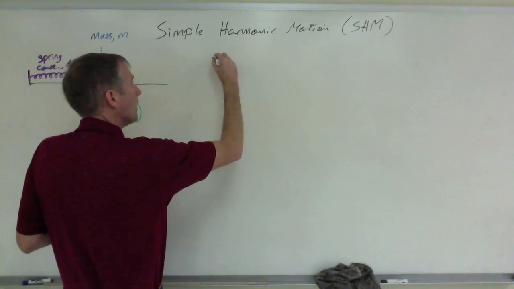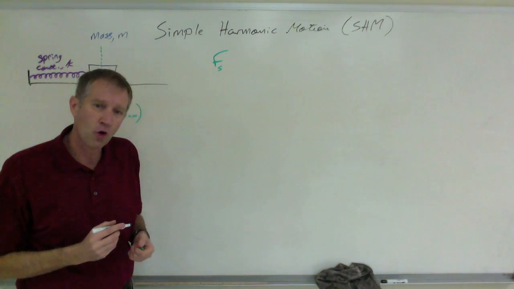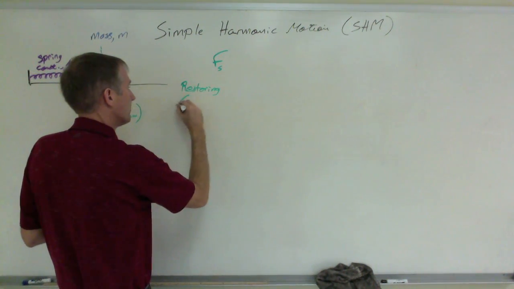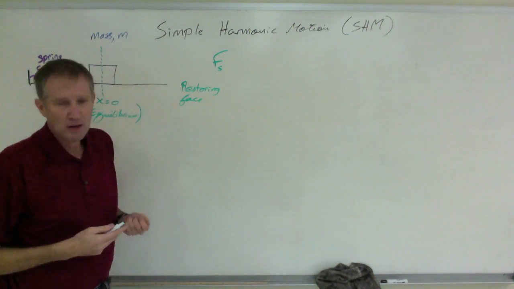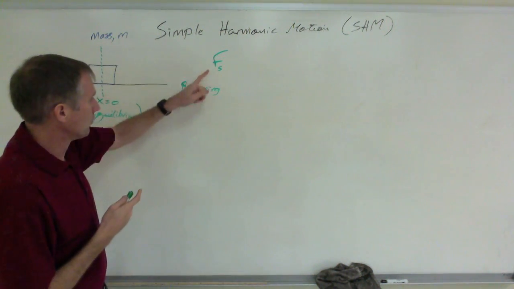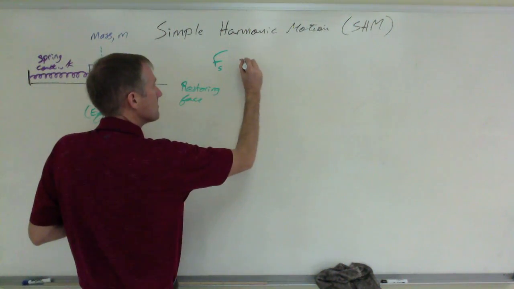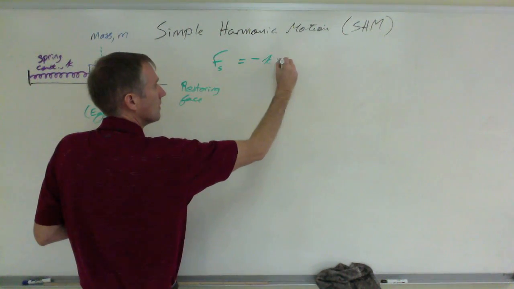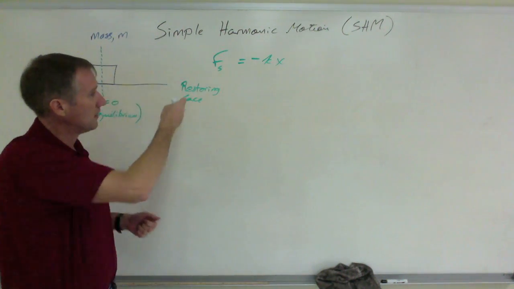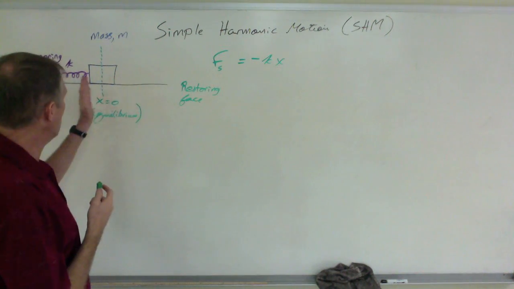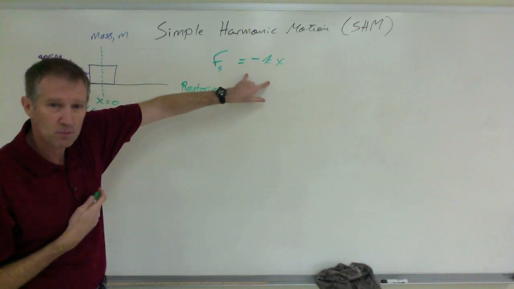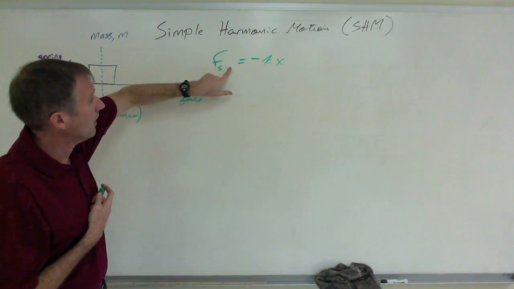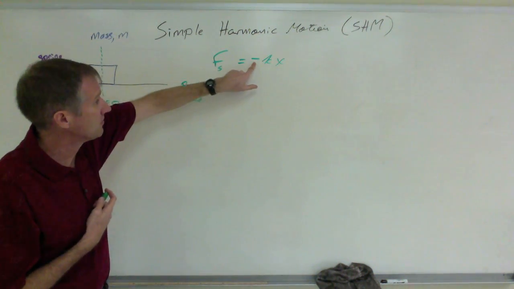So the force of the spring, which is what we call a restoring force, F sub S for spring, sometimes you might use an R for restoring, is opposite the change in position, the displacement of the mass. This is Hooke's law. Remember Hooke's law? We did a lab on that at one point. So F equals negative kx. The negative sign is important.